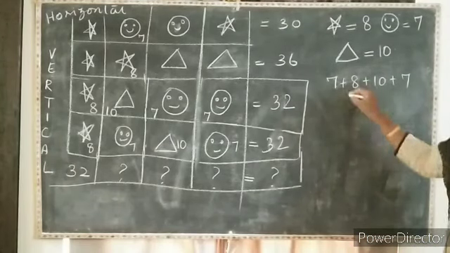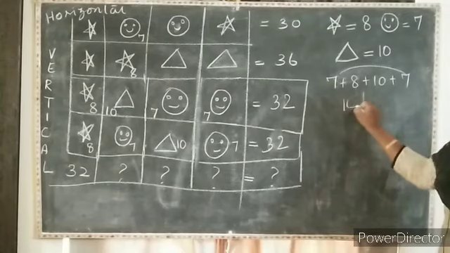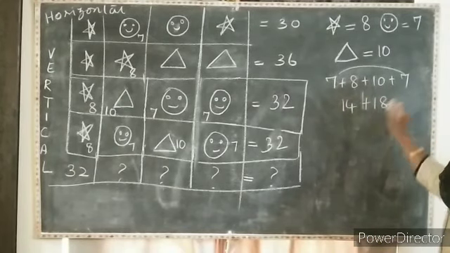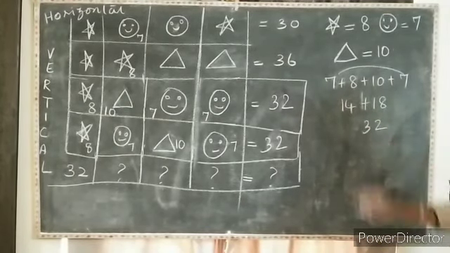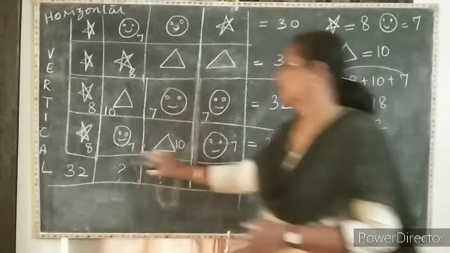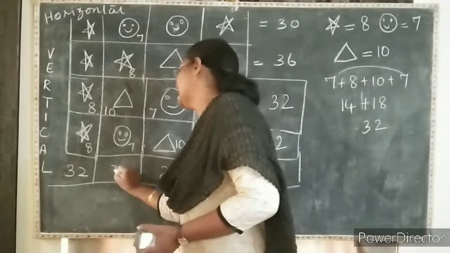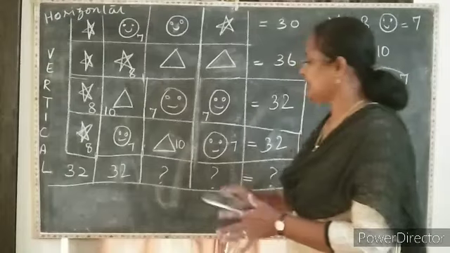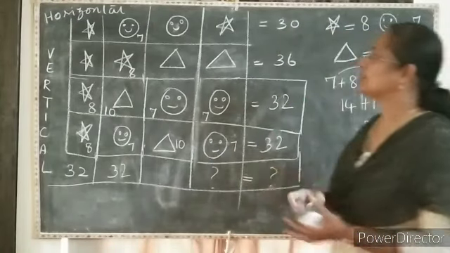Yes or no? Now again look into this. 7 plus 7 is what? 14. 14 plus 18 is how much? Again the answer is 32. So we are writing the answer to be what? 32.